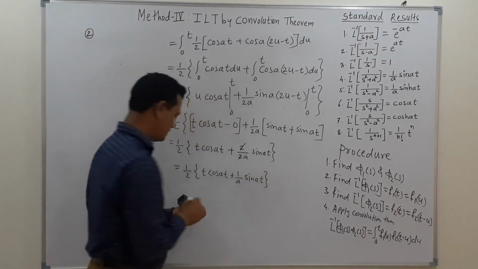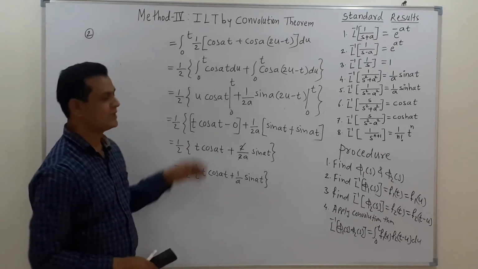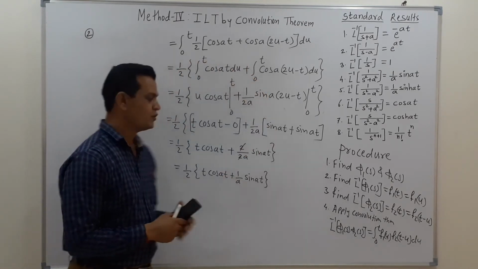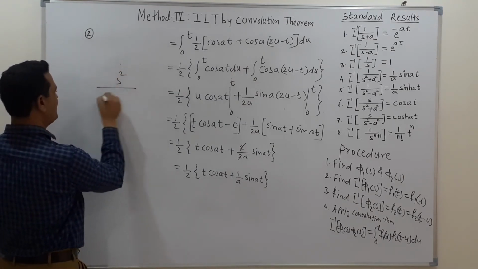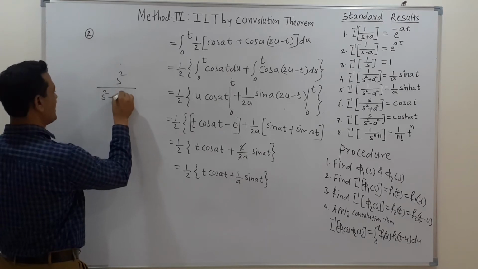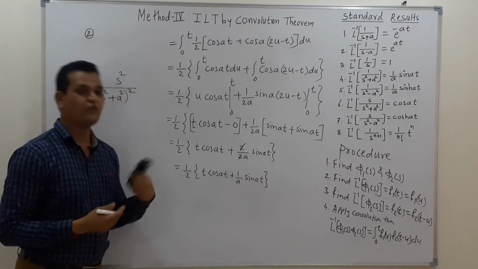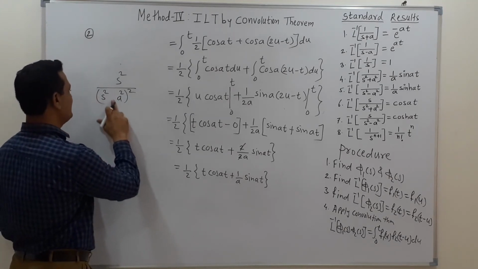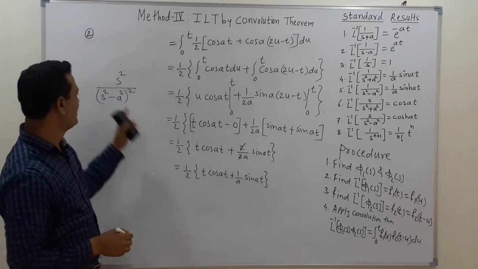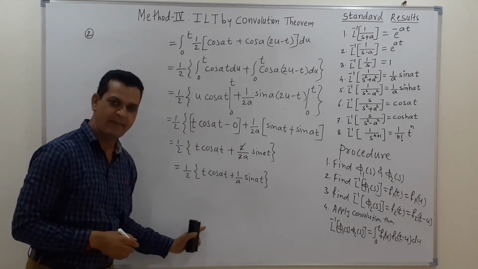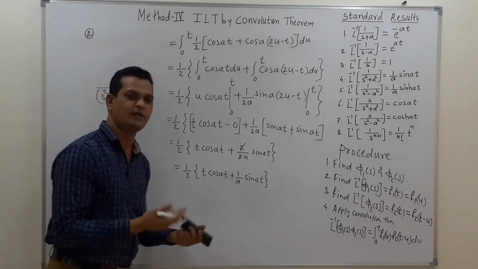So friends, this is the second example, which is simple and which is based on the convolution theorem. Here we solved the example s square upon s square plus a square its square. Now if we change the sign, if we replace plus by minus, then it is the same example, only hyperbolic functions will appear in this example. Let's try to solve the third example.